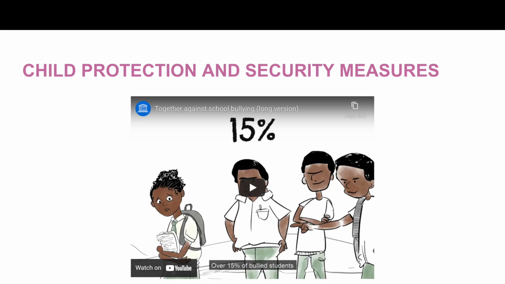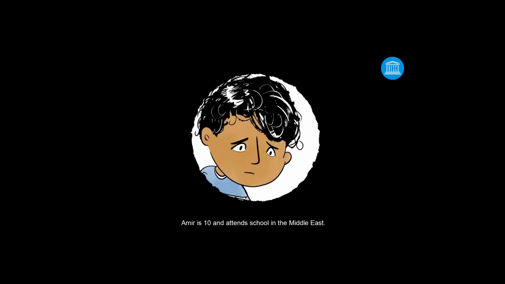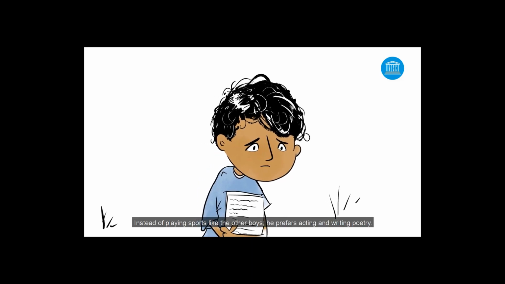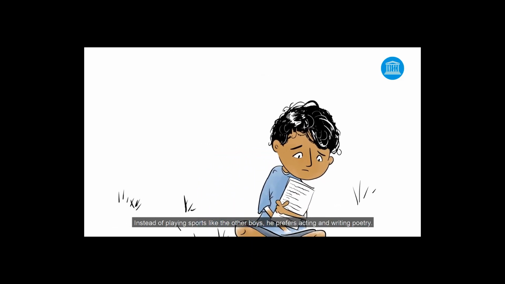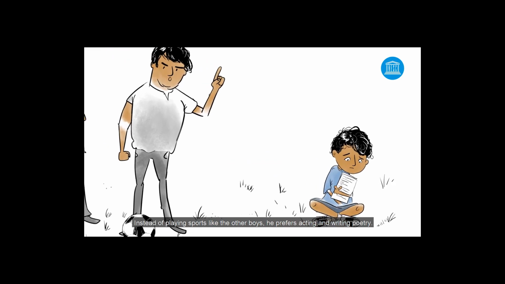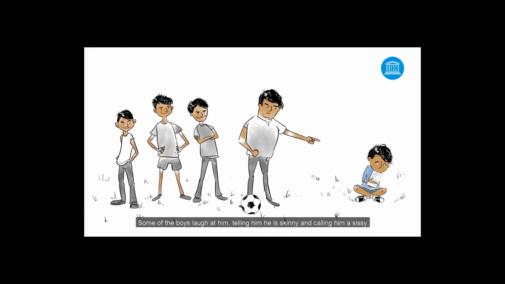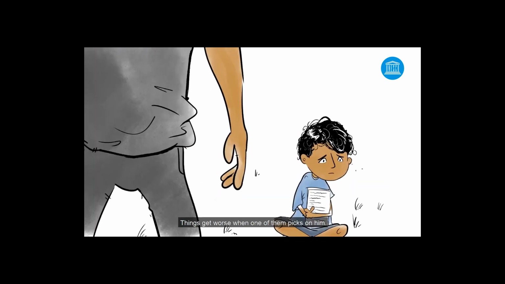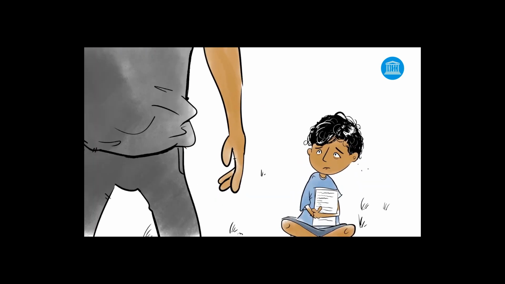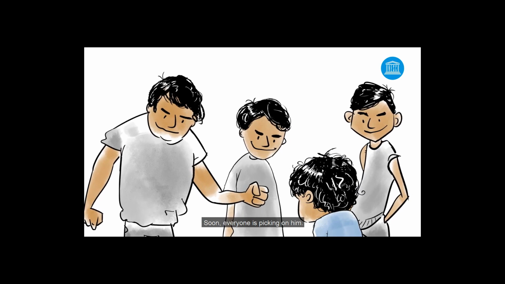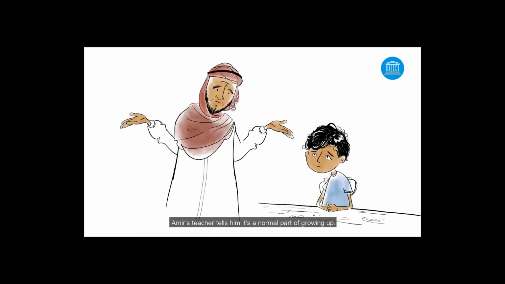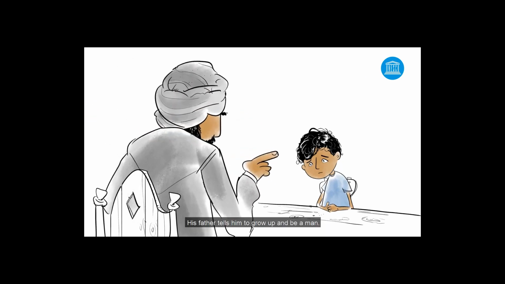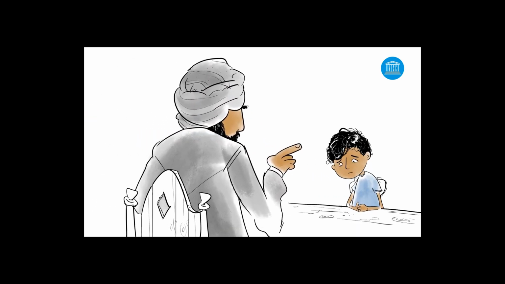Amir is 10 and attends school in the Middle East. Instead of playing sports like the other boys, he prefers acting and writing poetry. Some of the boys laugh at him, telling him he's skinny and calling him a sissy. Things get worse when one of them picks on him. Soon, everyone is picking on him. Amir's teacher tells him it's a normal part of growing up. His father tells him to grow up and be a man.